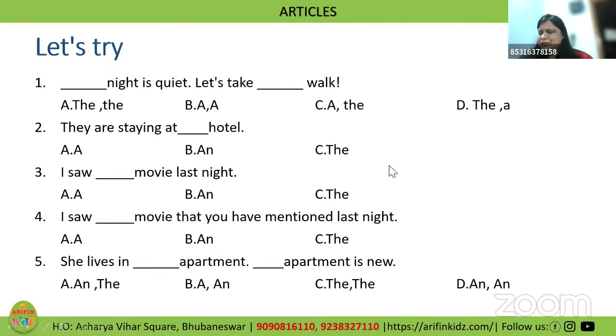The only 5 questions I have given you. This is from a previous year question paper for Olympiad. So you can very well see we have different options given on the same slide. So you just try. Let's see quickly. Please respond. Dash night is quiet. Let's take dash walk.